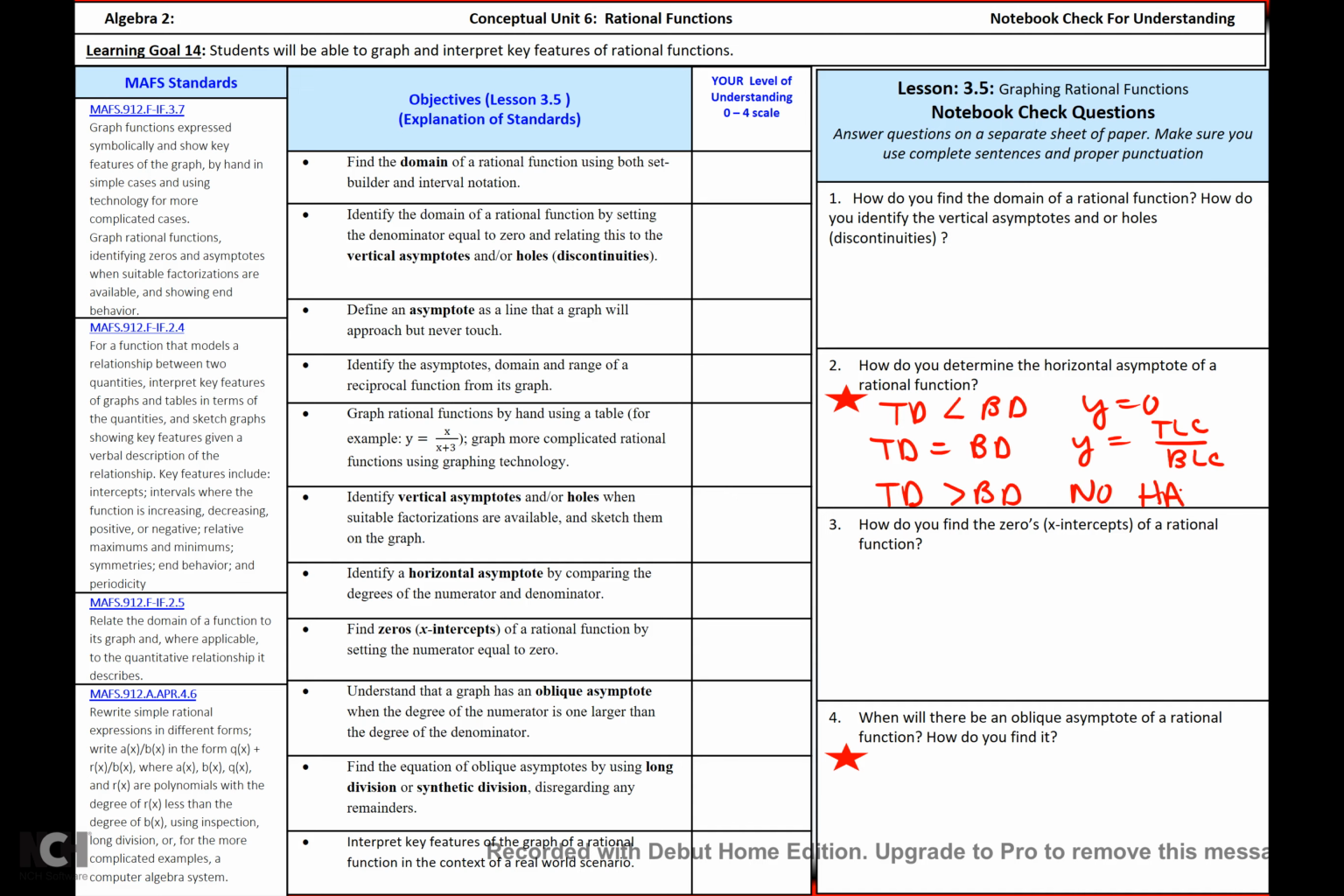When will there be an oblique asymptote of a rational function, and how do you find it? We really haven't talked about that yet, so I don't know why I started. But there's going to be an oblique asymptote when the top degree is bigger than the bottom degree. And to find it, you do long division. And the quotient, no remainder, just the quotient part. You'll get a remainder, and that's fine. But the quotient is the slant asymptote. And we'll talk about that tomorrow, I'm sure.